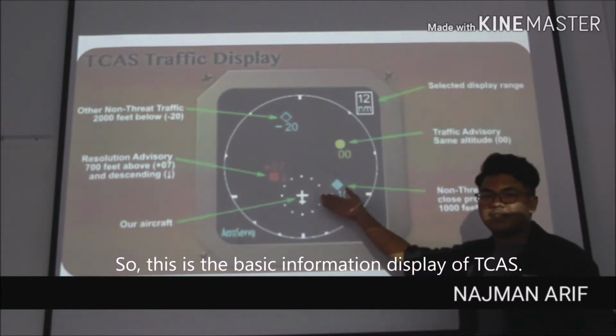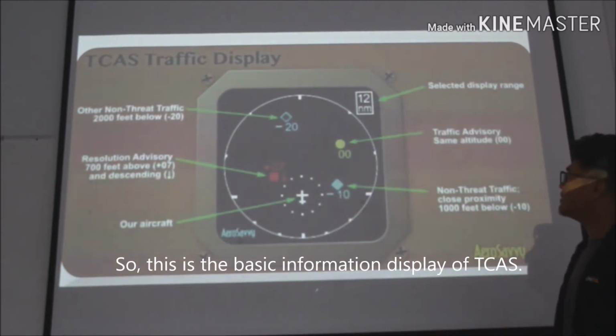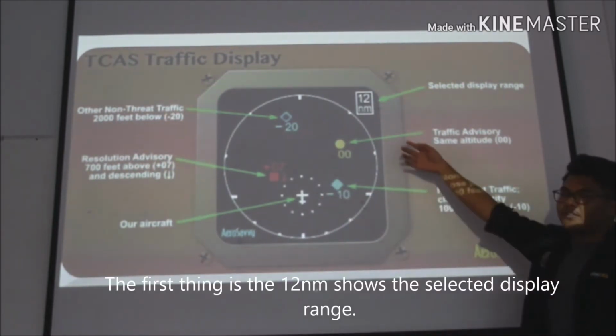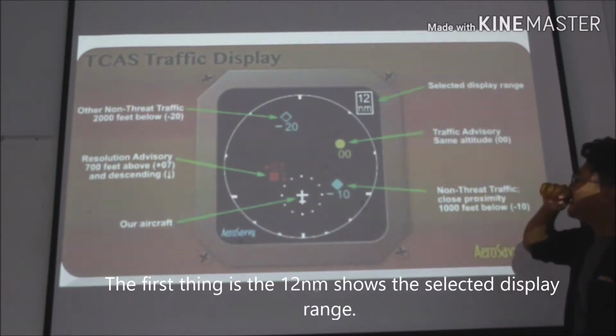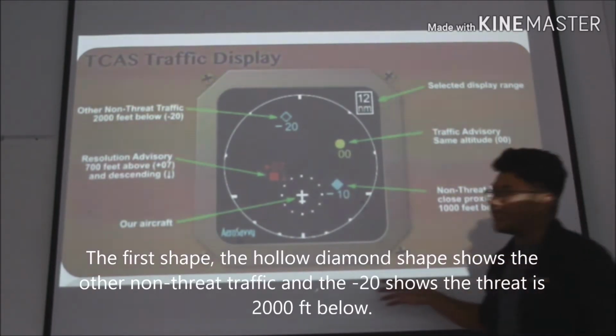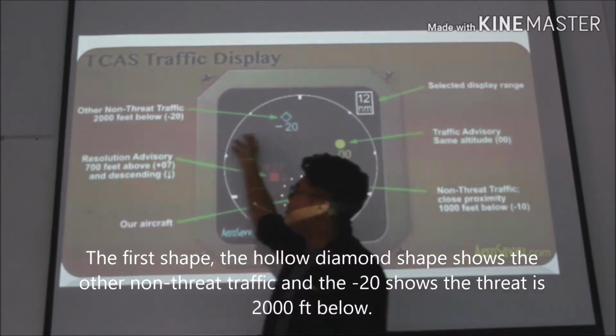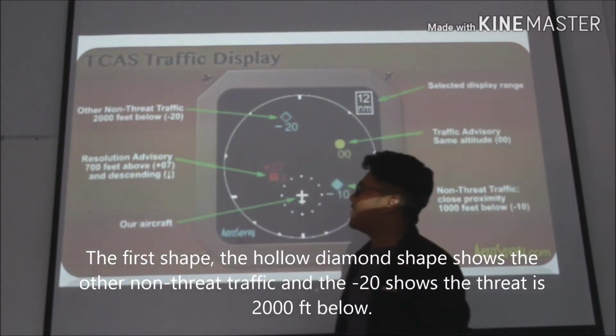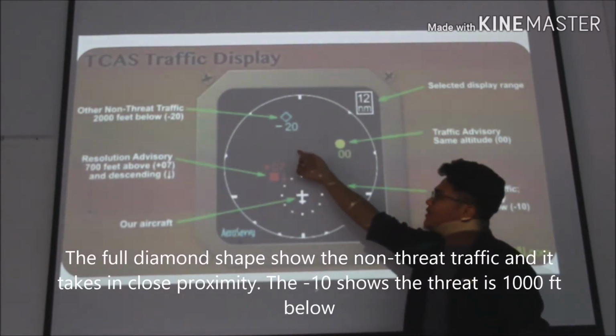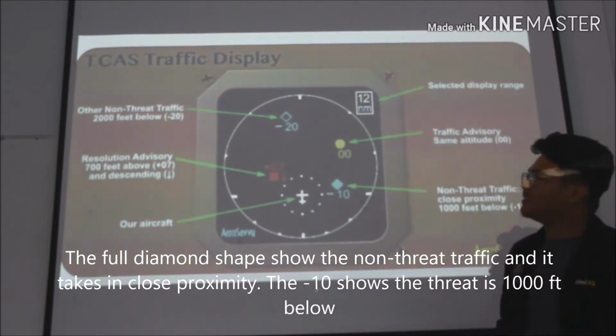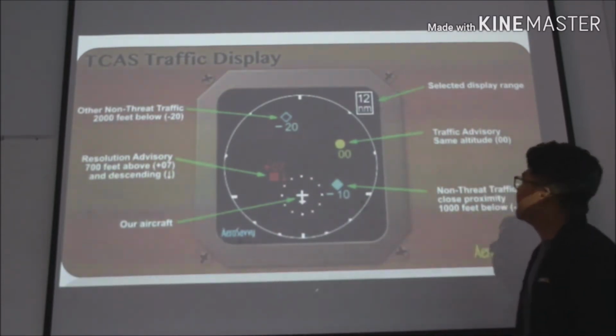So this is the basic information display of TCAS. The first thing is the 12 nautical miles, which shows the selected display range. The first shape, the hollow diamond, shows other non-threat traffic. And the negative 20 shows the traffic is 2000 feet below.